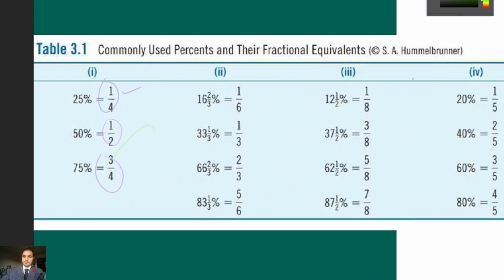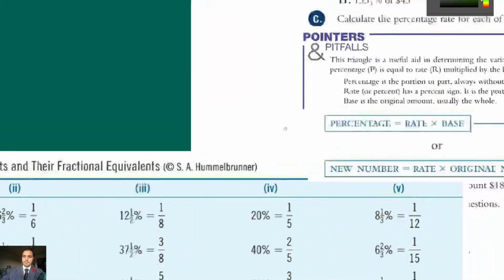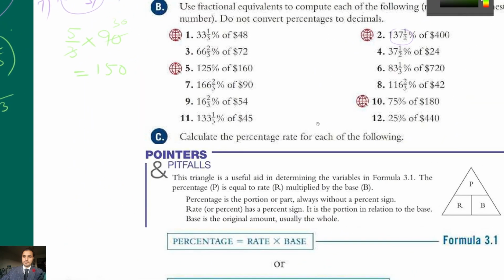Okay, so that concludes this part of the video, and I'll see you in the next one, where we will calculate the percentage rates.